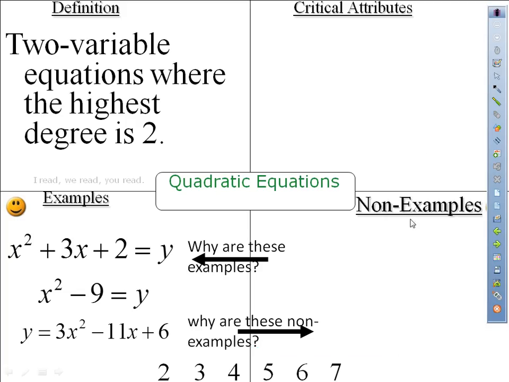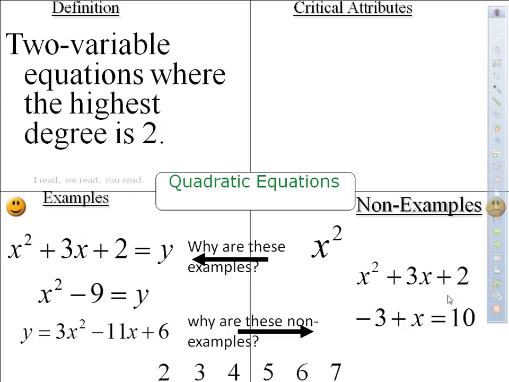So let me give you non-examples. Write these down. Non-examples. First non-example, x squared. Next non-example, x squared plus 3x plus 2. And the last non-example, negative 3 plus x equals 10. So think about it. If these were the examples according to the definition, why are these non-examples according to the definition? Think about it. Okay, share it with your neighbor, please.